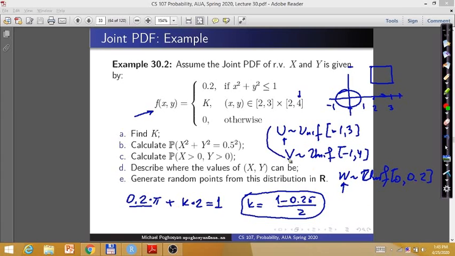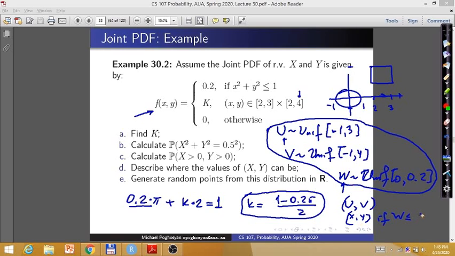So I will generate 3 numbers, u, v, w, and I will choose that point u, v as my x, y if w is less than or equal to the value of f at that point u, v. If this holds, then I will take that value. Otherwise, I will not take that value.